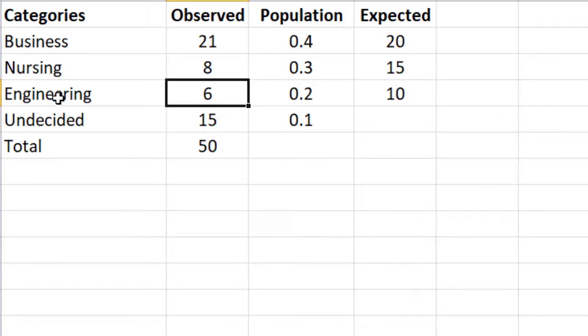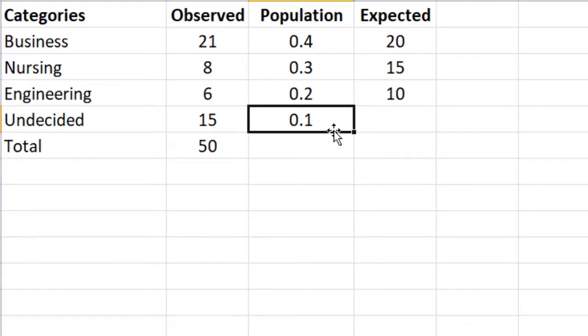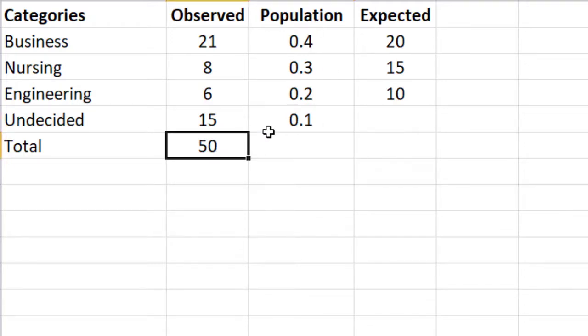All right, so now after getting the expected count for engineering major, let's move on to the undecided, the group of students who are undecided in their major among this sample. And so, again, the null hypothesis H sub 0 said that all of the population proportions here are true. So if that was so, then this population proportion for undecided major students was also true. So if this population proportion was true, then in my sample of 50 students, let's see what we can expect.